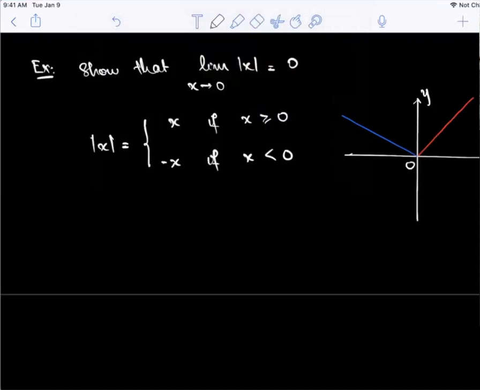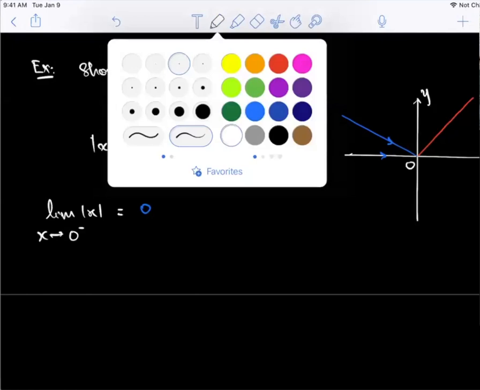Looking at this graph, what happens to the limit of the absolute value as x approaches 0 from the left? As x approaches 0 from the left, like that, the function approaches 0 as well. And so I conclude that the limit of the function as x approaches 0 from the left is equal to 0.